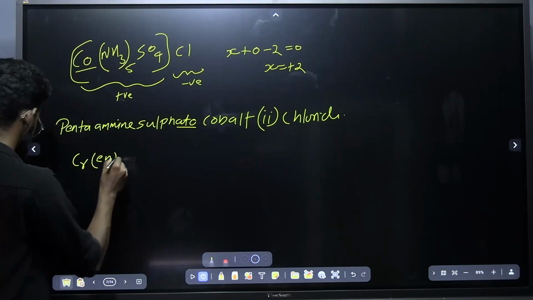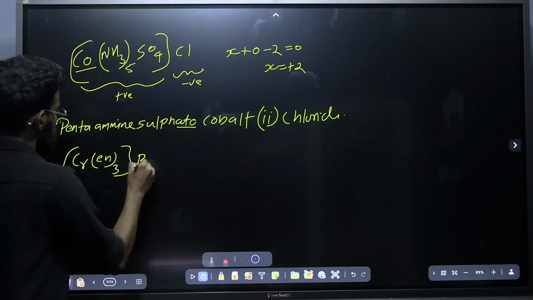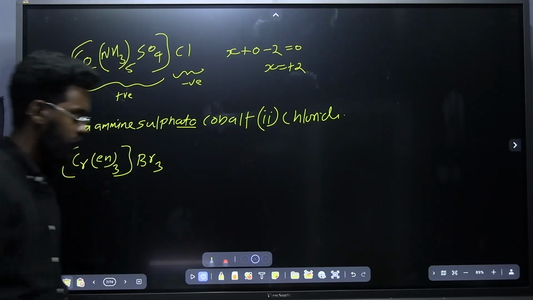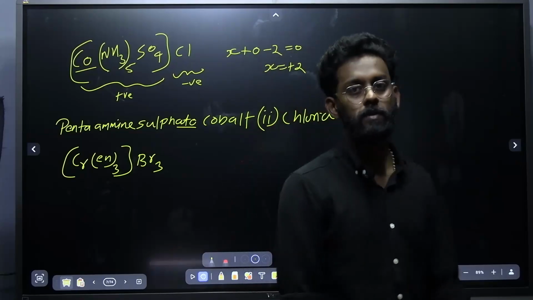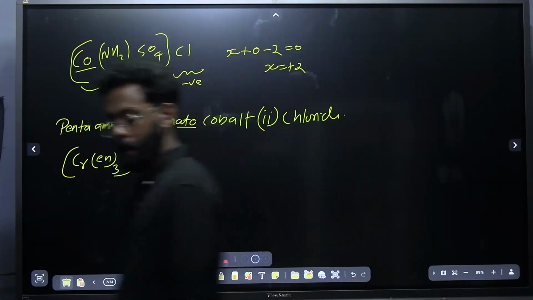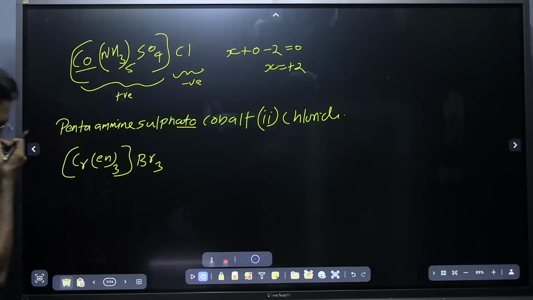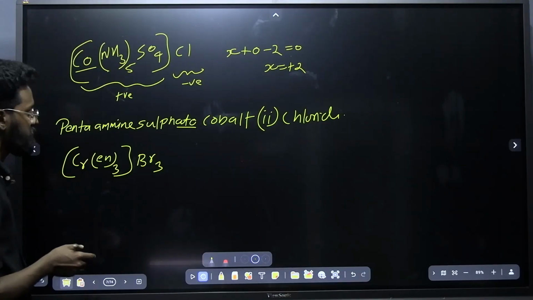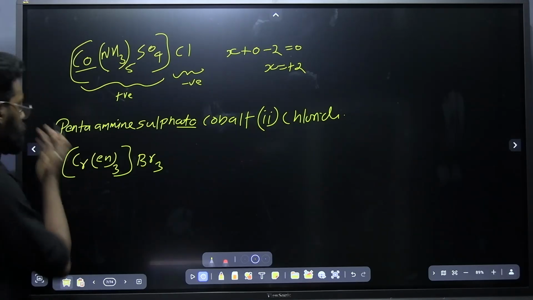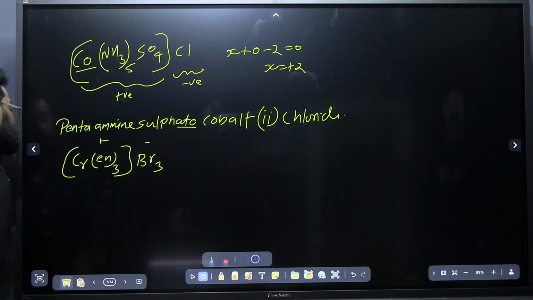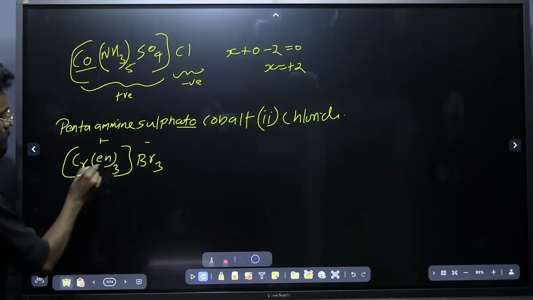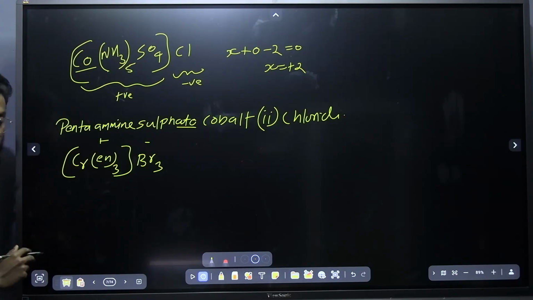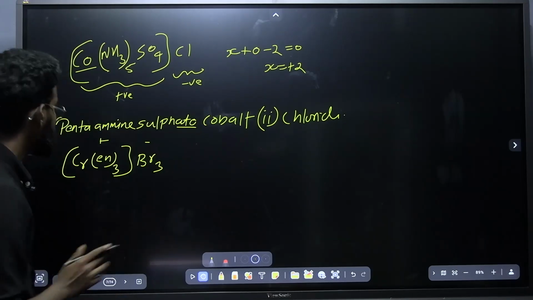[Cr(en)3]Br3. What is the name of this one? Here there is one more additional rule that we will be discussing. Anybody got the answer? First of all, this is the positive part, this is the negative part, and here there is a ligand. What is the name of this ligand? It is ethane-1,2-diamine, that is ethylene diamine. It is ethylene diamine, right?